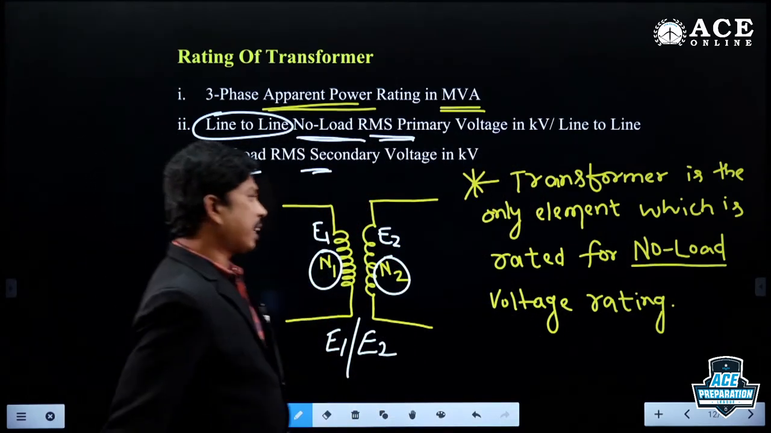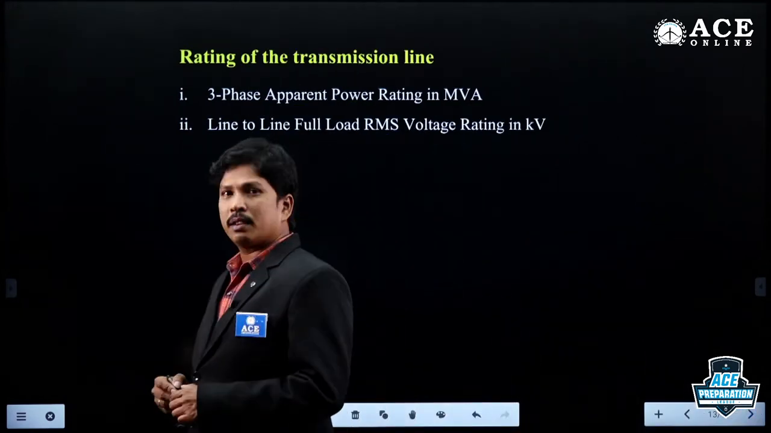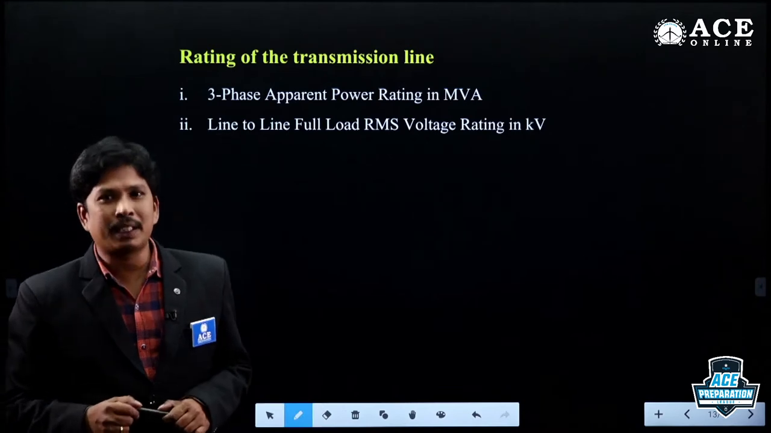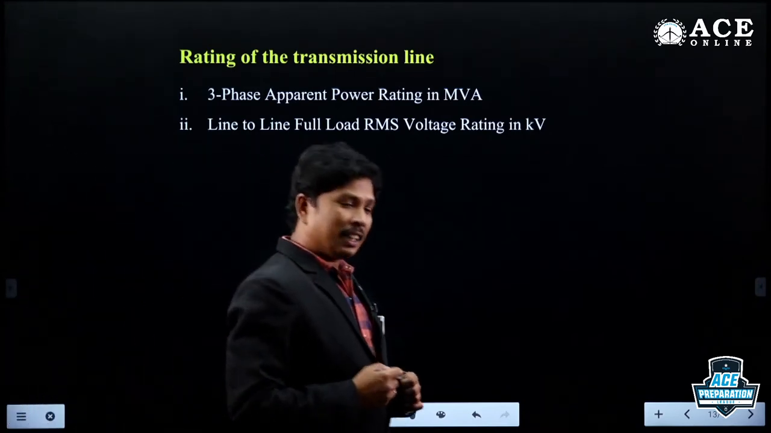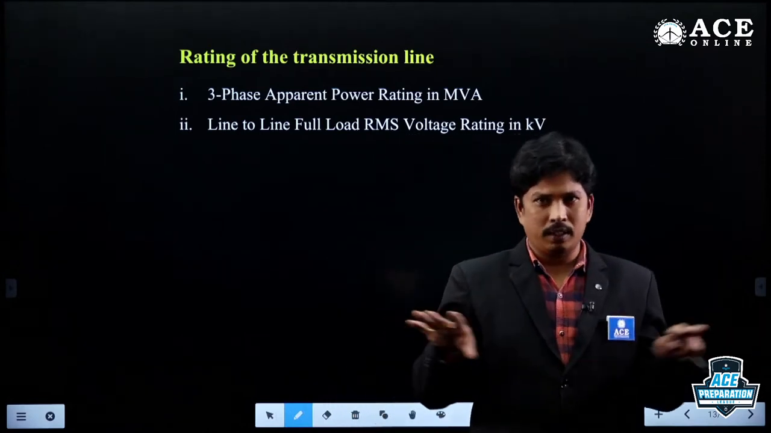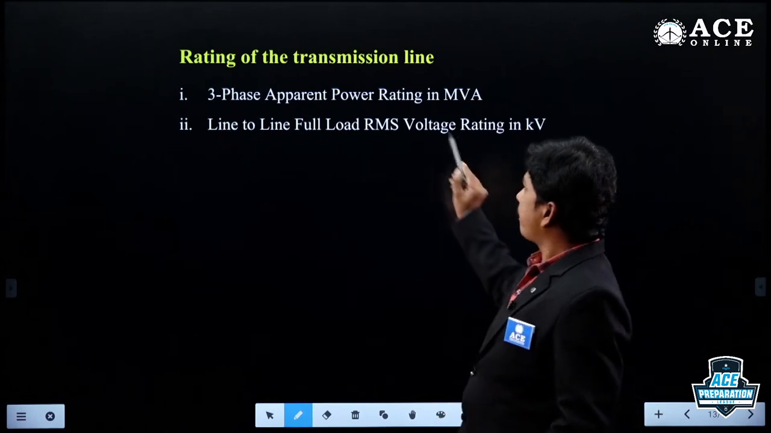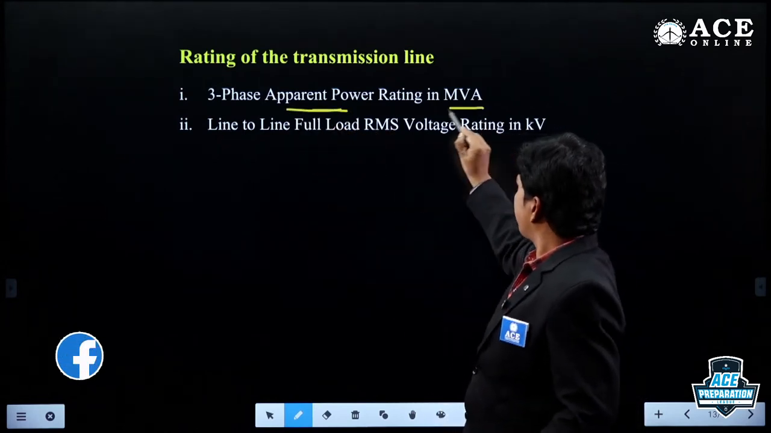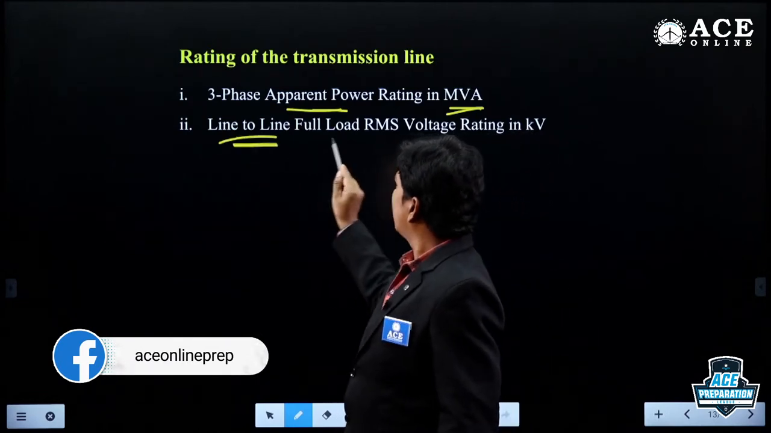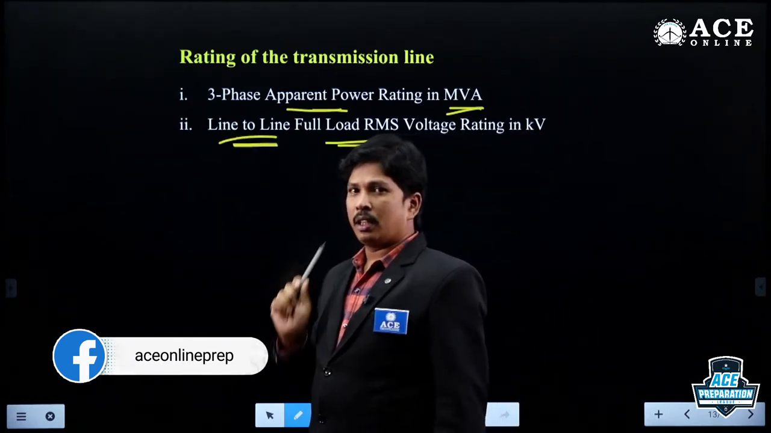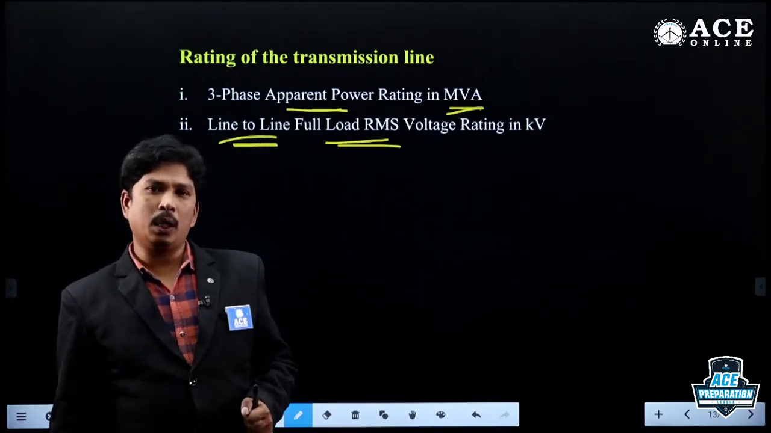And coming to the next element. So what is the next element you are having? The next element is transmission line. One more transferring element. The transmission line is also a simple power transmitting element. It's also rated for apparent power rating in MVA, and line to line full load RMS voltage rating. Therefore, for a transmission line also, the terminal voltage always depends upon the load condition.